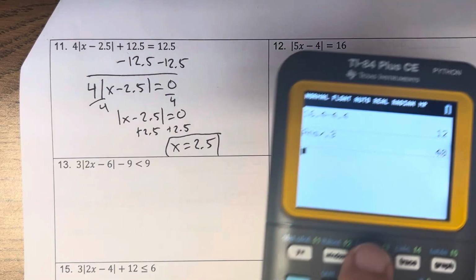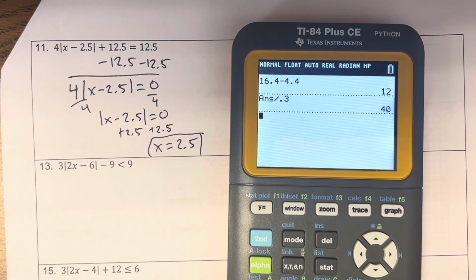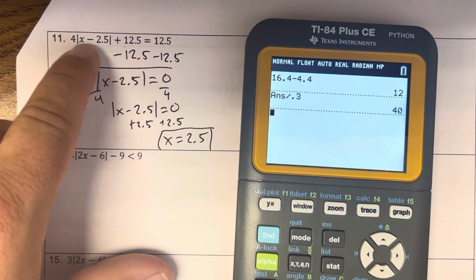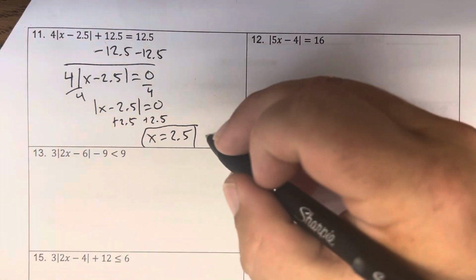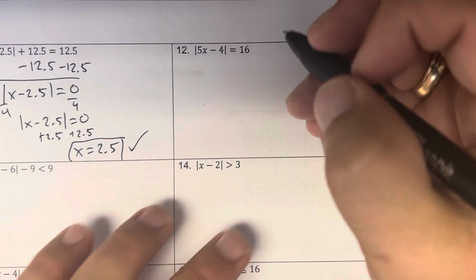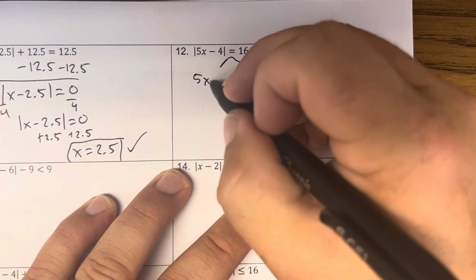And then again, I can check that in the calculator by doing just this. I mean, honestly, I don't even need to put it in the calculator, but if I plug in 2.5, that equals 0. 4 times 0 is 0, plus 12.5 is 12.5, so that checks. Number 12, it's already isolated, so we're going to split it.